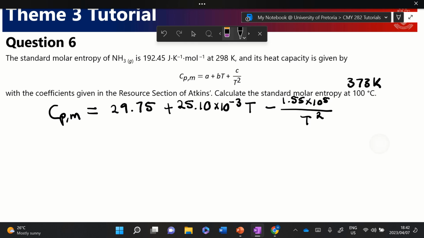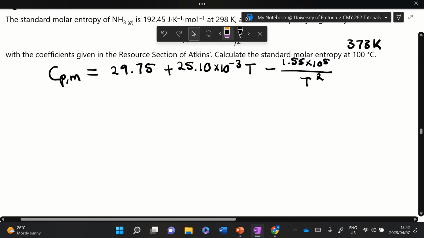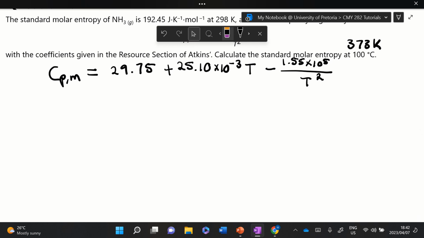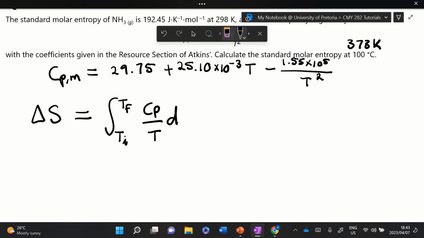Okay, right. So what are we dealing with? We're dealing with a heating process, so we have to look at entropy changes in terms of heating. What is the definition of entropy for heating? The definition is delta S equals the integral from Ti to Tf of Cp over T dT. That's the definition of entropy when heating is involved.